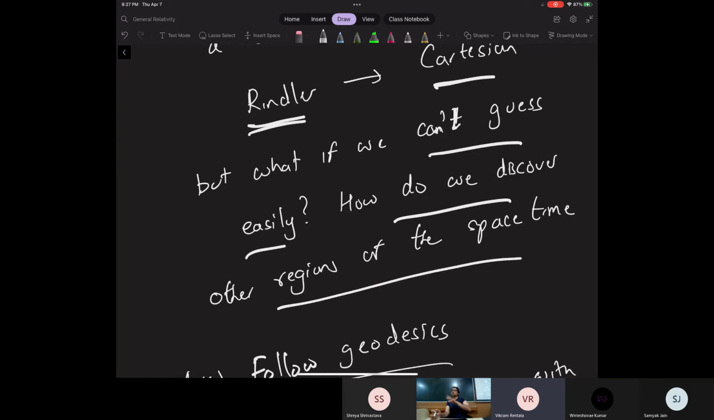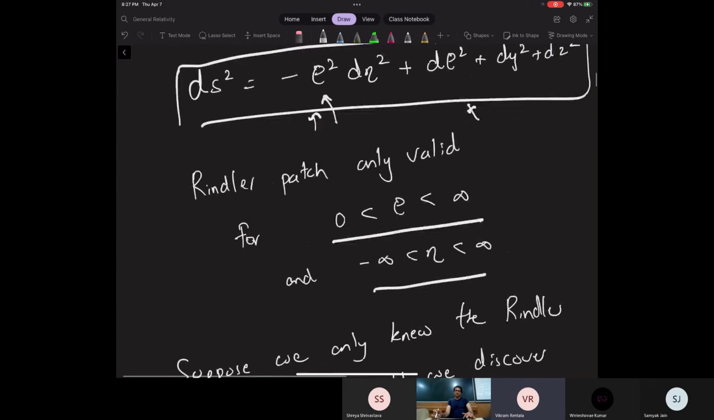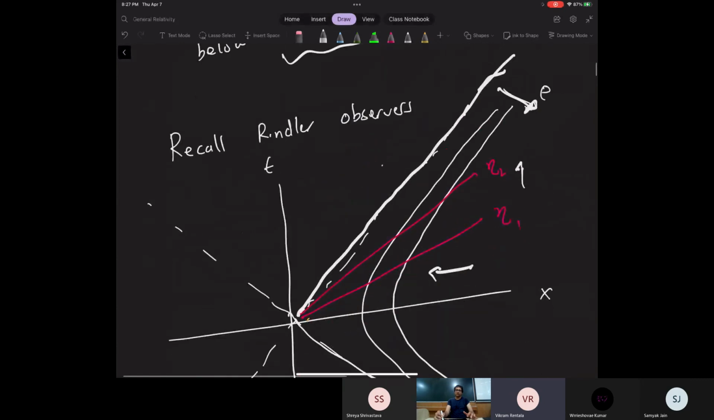So imagine asking this question physically now. Imagine that you and a bunch of friends were Rindler observers. How would you discover that there's a region of space-time which is beyond you, beyond your existence, or beyond your friends? The answer is very obvious. You stop accelerating. Why are you trying so hard, right? Just stop accelerating and go into free fall.